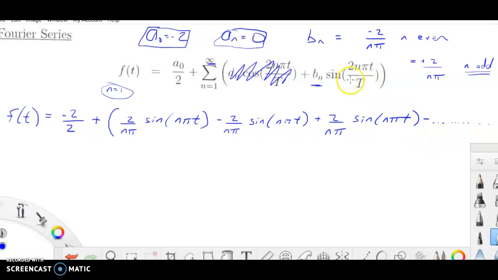We're just going to go a bit further and tidy it up to make it look fancy. So minus 2 over 2, that becomes minus 1. Now you see this 2 over pi is common to all these terms, so we can factor that out. So we're going to bring that outside the bracket. 2 over pi times sine n pi t over n pi. And the second one is just going to be a negative version of that.